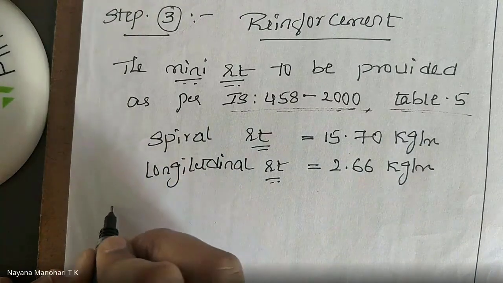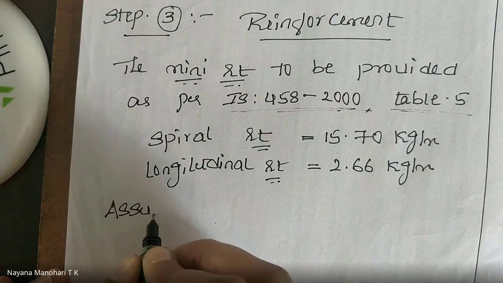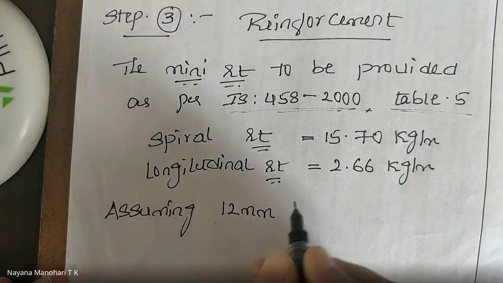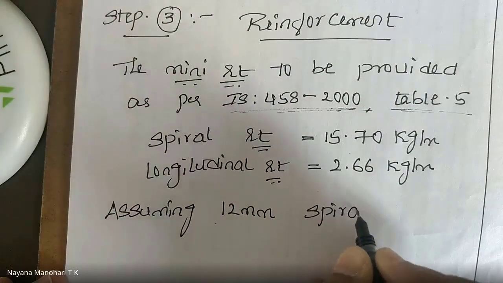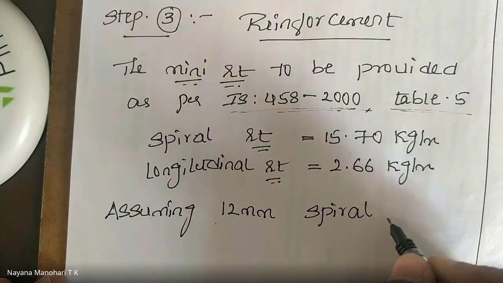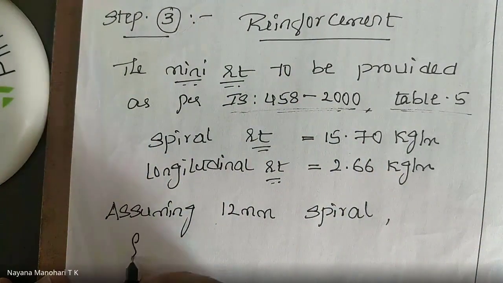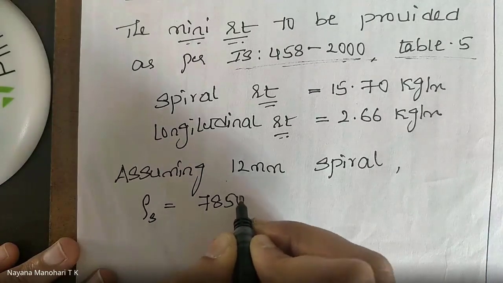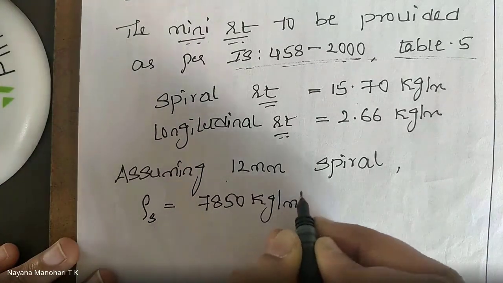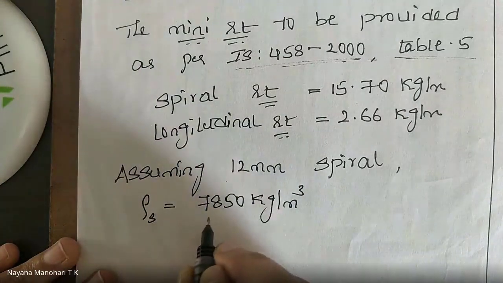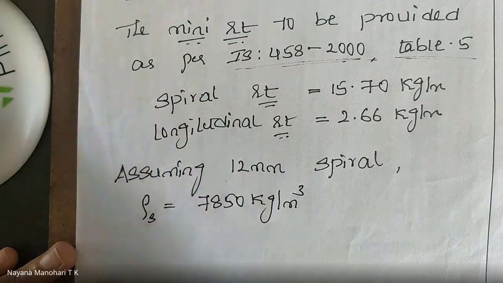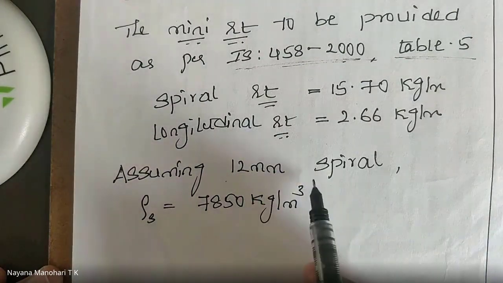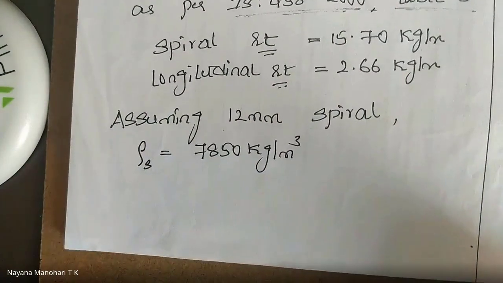Okay, next you need to assume the dia, that is 12 mm spiral, and then assume the density of the steel as 7850 kg per meter cube. You know that the density of the steel is 7850 kg per meter cube. Okay, then you need to calculate the weight of the 12 mm spiral, how much it is.